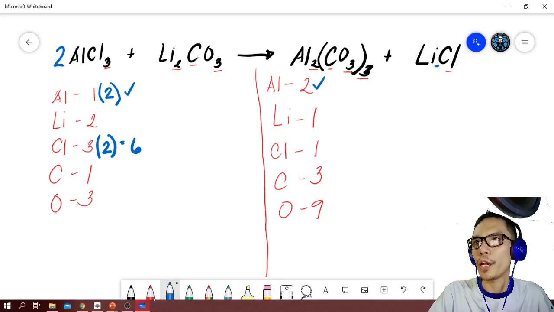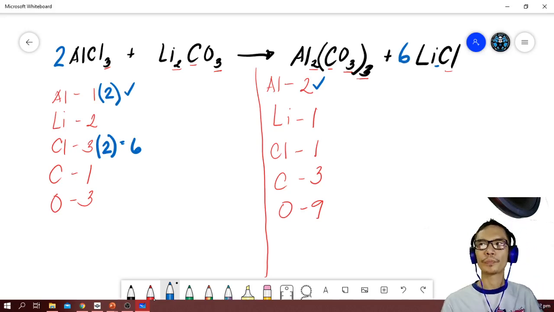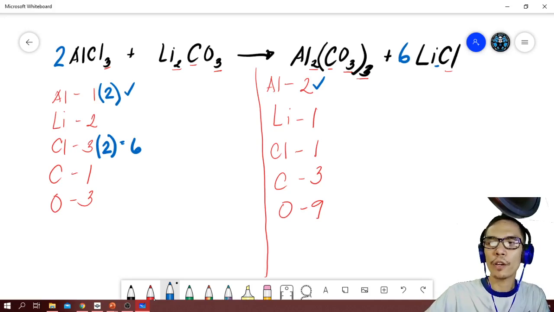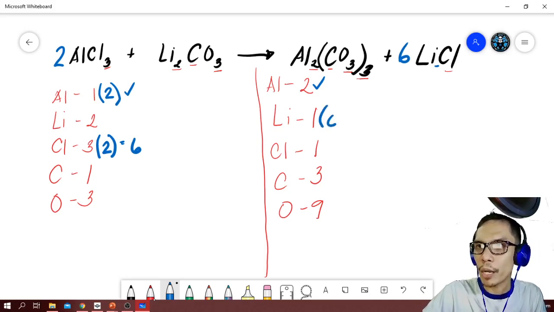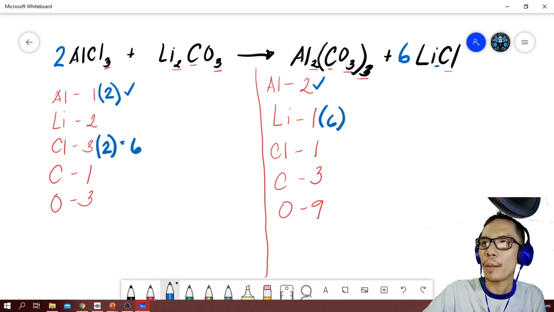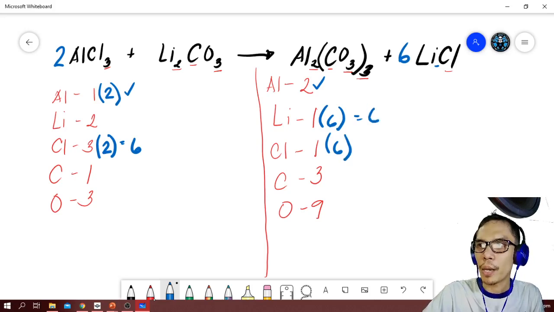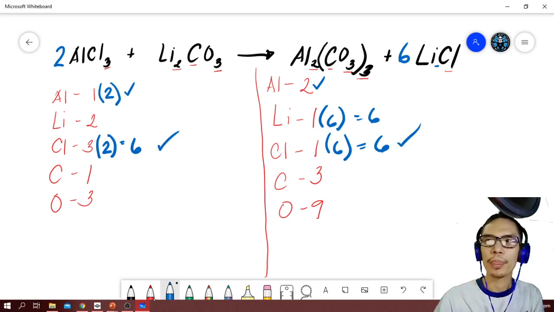Let's erase. So what are we going to put here? Since this has 6, let's put here 6. There's nothing wrong with that. So we have lithium chloride 6. 6 times 1, that is 6. Then we have chlorine, which is 6 times 1 as well. We have 6 and 6 over there, so the chlorine is now balanced.